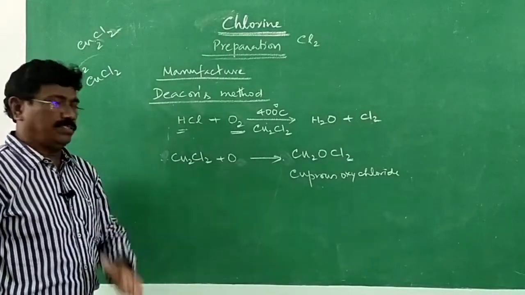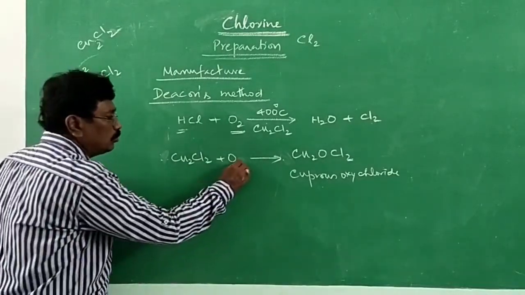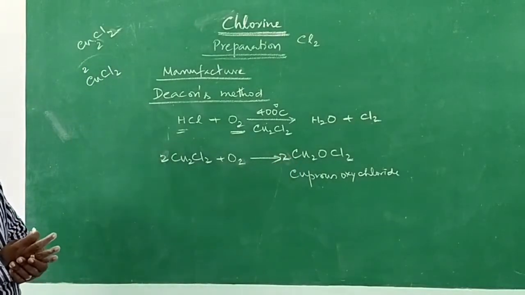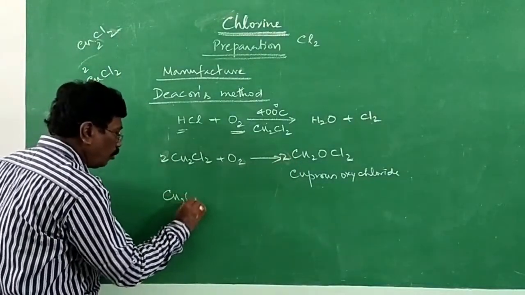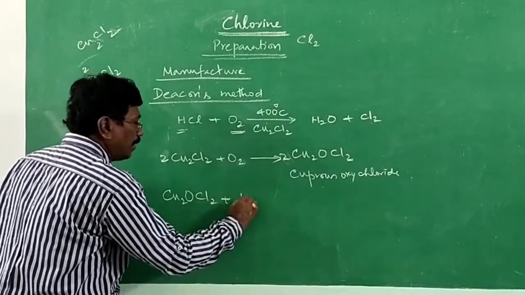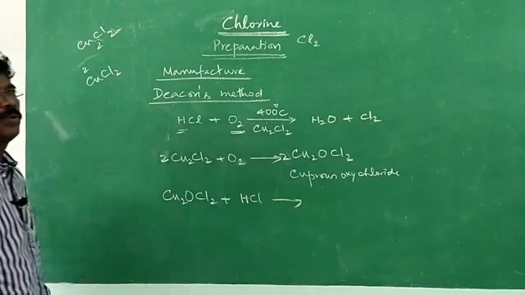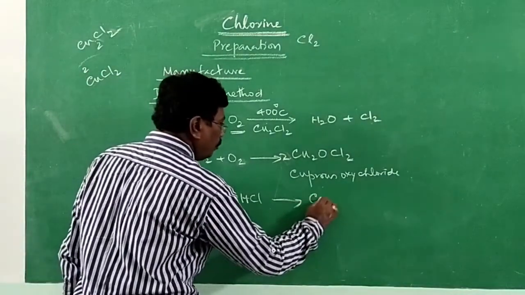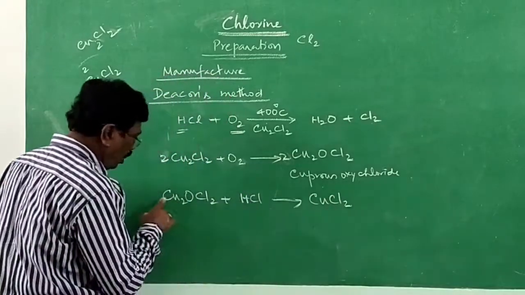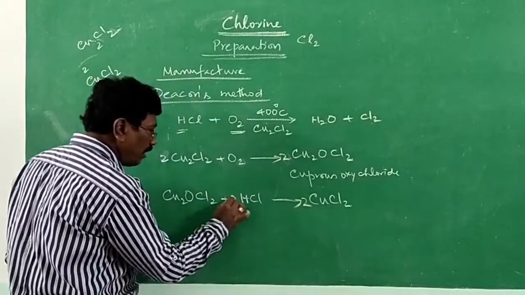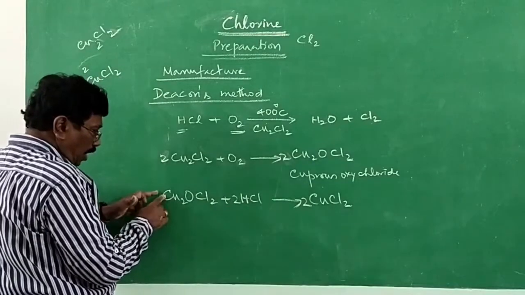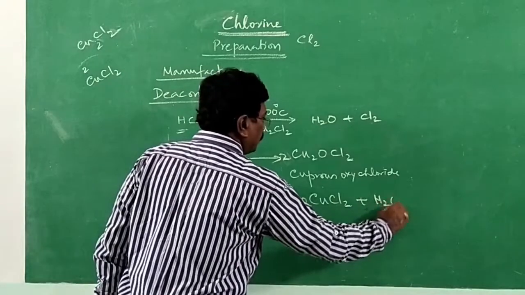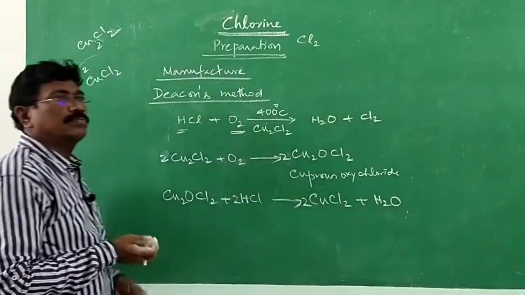For one molecule, one oxygen, but we have to write O2, therefore 2 molecules of cuprous oxychloride. This cuprous oxychloride, Cu2OCl2, then reacts with HCl to become cupric chloride, CuCl2. Two copper, therefore 2. It should be an even number. Two copper, four chlorine, plus water. Cuprous chloride becomes cupric chloride.